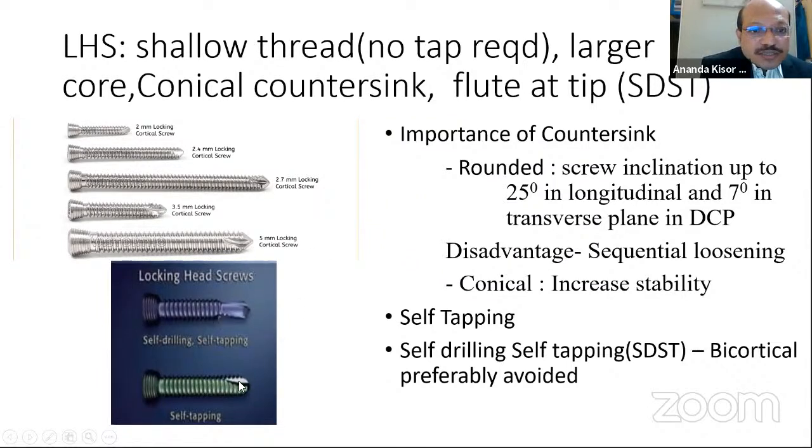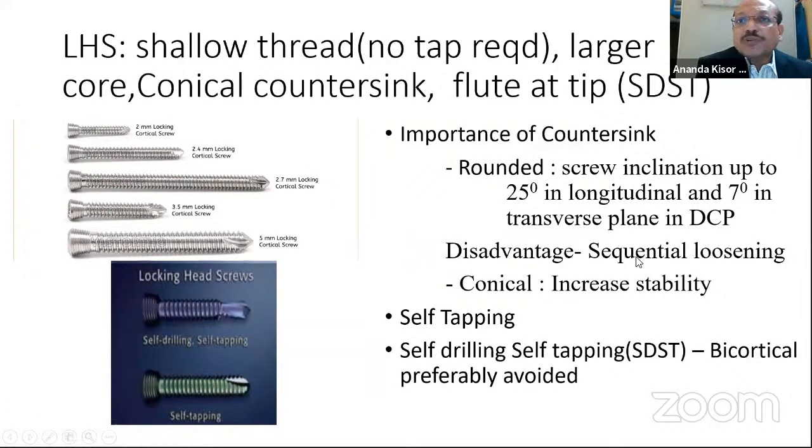So see, these are the two types. One has a flute, but it is a rounded shape. There is also a flute here, but it has a positive rake angle. So this type of screw is a self-drilling and self-tapping screw, whereas in this type of screw, the slot is there, but the end is rounded. So this is not self-drilling, but it is a self-tapping screw.